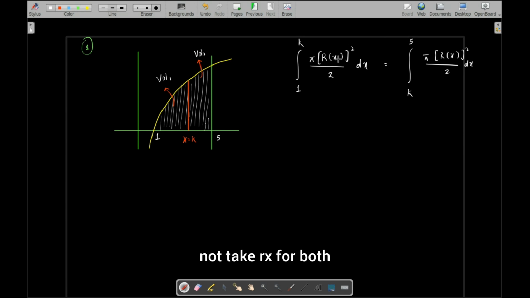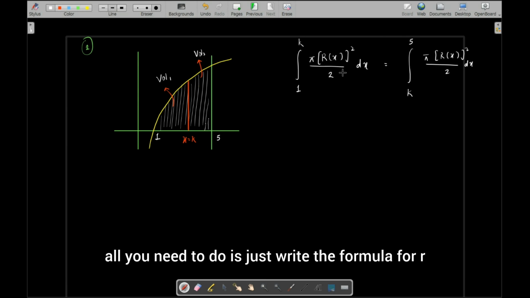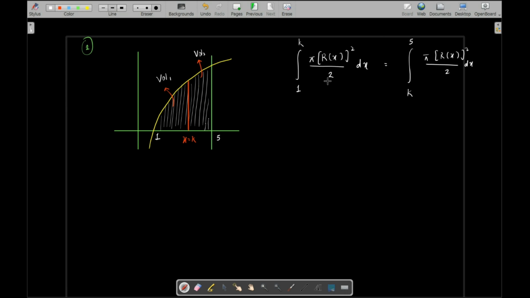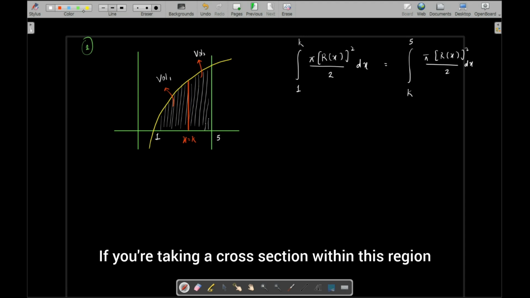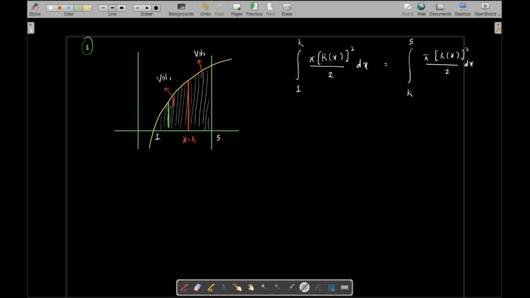Ideally, we should not take Rx for both the integrals. We can take small r. Then all you need to do is just write the formula for r. The radius function from 1 to k will be the same for both the solids actually. So if you're taking a cross section within this region, its radius will be what?